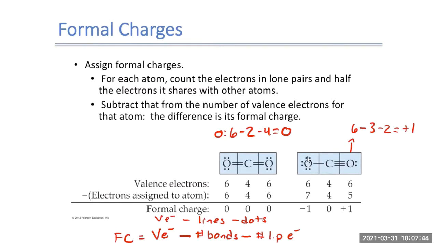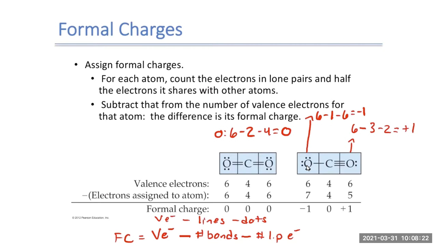And we can see, figuring out for this oxygen, I have 6 minus 1 line, minus 1, 2, 3, 4, 5, 6 dots. So if we draw that out, 6 minus 1 line minus 6 dots gives us a negative 1. So that's actually saying there's a little extra electron density around this oxygen.